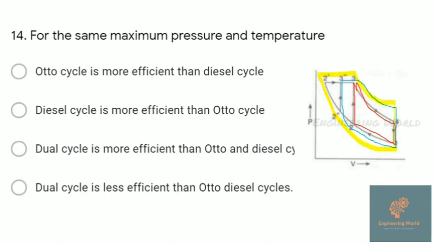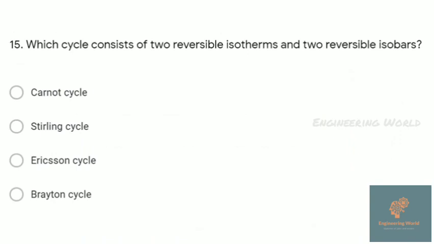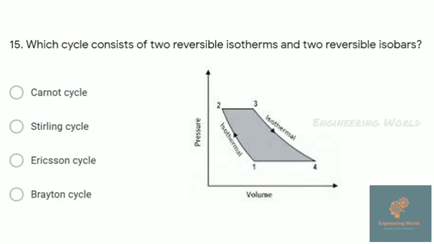Here the compression ratio for the diesel cycle is maximum as compared to the dual and Otto cycles, and hence the efficiency of the diesel cycle is greater. So the correct answer is: diesel cycle is more efficient than Otto and dual. Which cycle consists of 2 reversible isotherms and 2 reversible isobars? Simple, it's the Ericsson cycle.